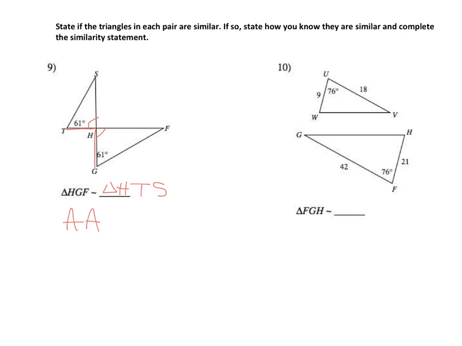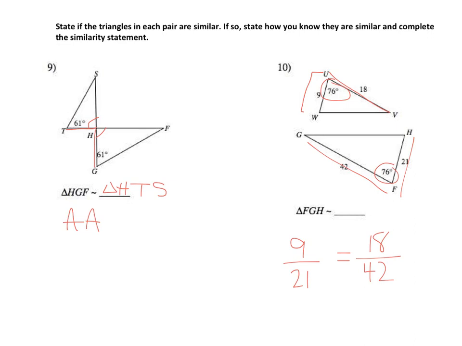All right, number 10. Let's see, I have one pair of corresponding angles. So we have an A, and then we have these two sides. So we're looking at possibly doing SAS, but we need to see if the two pairs of sides are proportional. Are they in the same ratio? So if we start with this UW, which is 9, that would correspond to 21 on the other one. And then from U to V, that's 18. And that would correspond to F to G, which is 42. So we want to see if these come out to be the same once we reduce them.